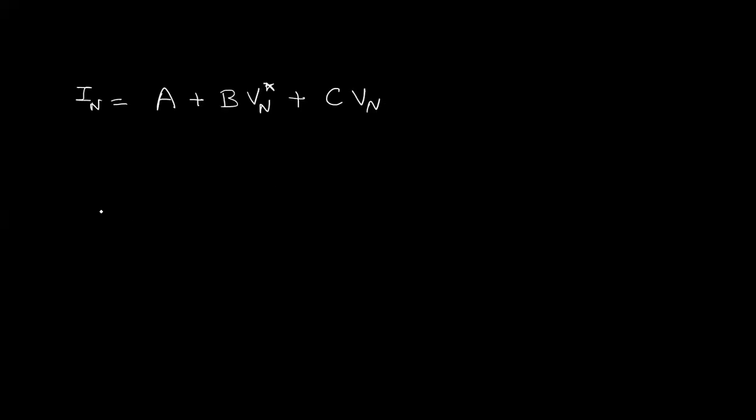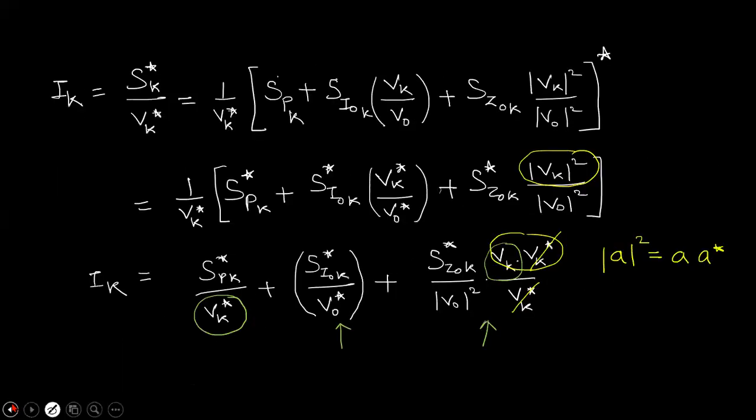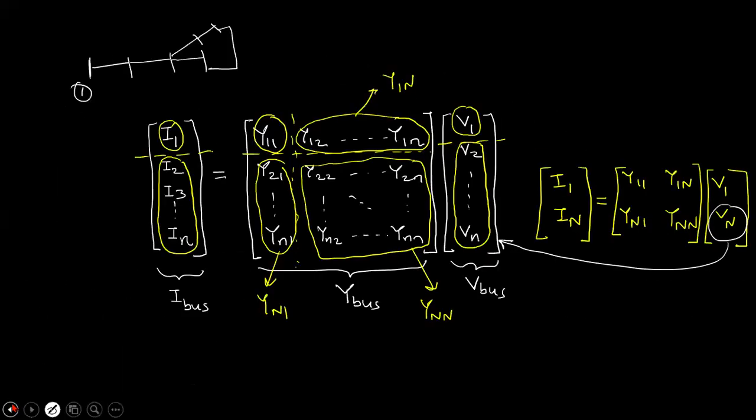That is the equation. But what is In? In can also be represented in terms of admittances that we have seen here in the previous slides. So what is In? In is basically Yn1 V1 plus Ynn Vn. So let us represent that.